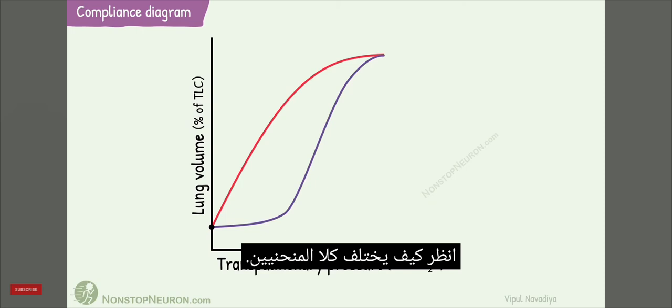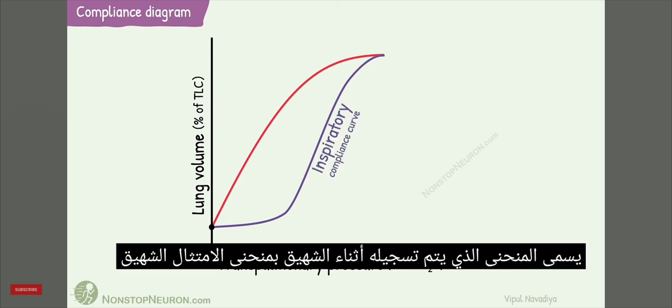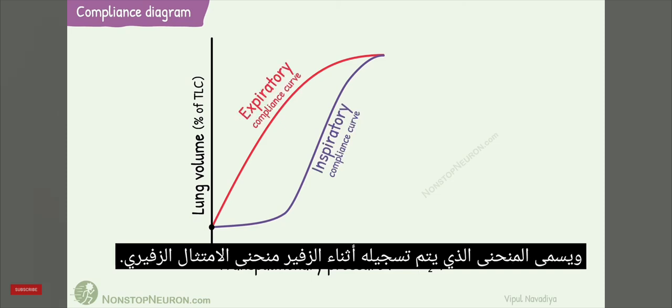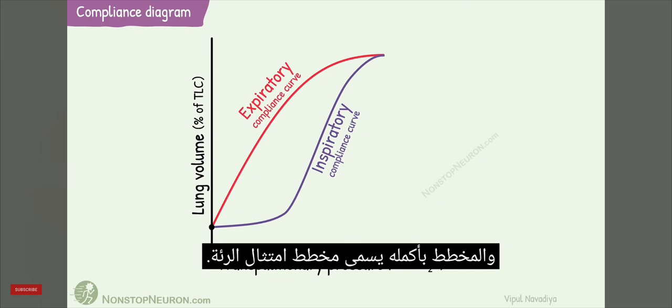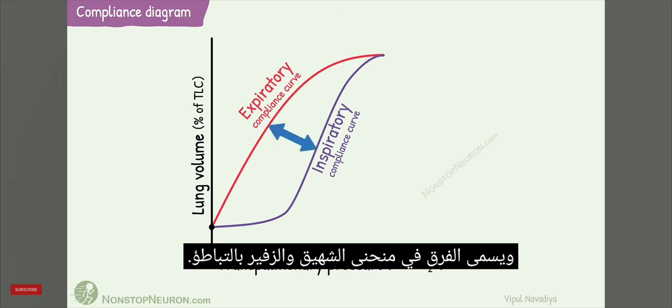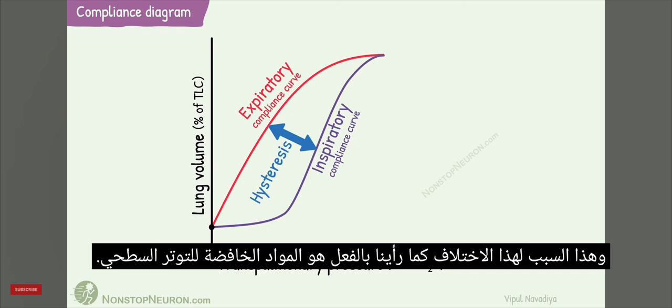See how both the curves are different. The curve that is recorded during inspiration is called inspiratory compliance curve, and that recorded during expiration is called expiratory compliance curve. And the entire diagram is called compliance diagram of the lung. The difference in inspiratory and expiratory curve is called hysteresis. The reason for this difference, as we have already seen, is surfactants.